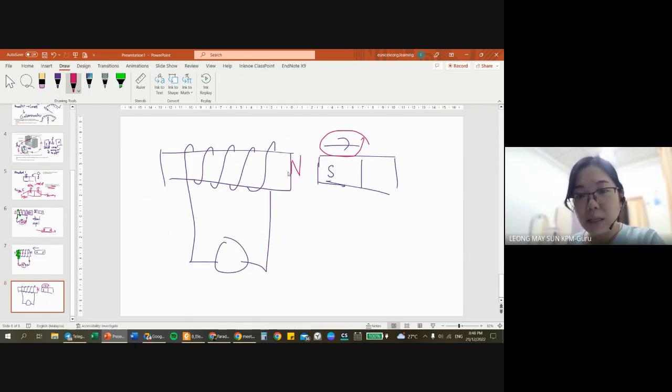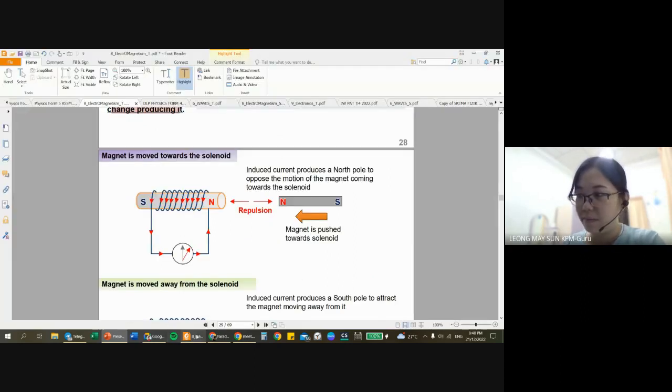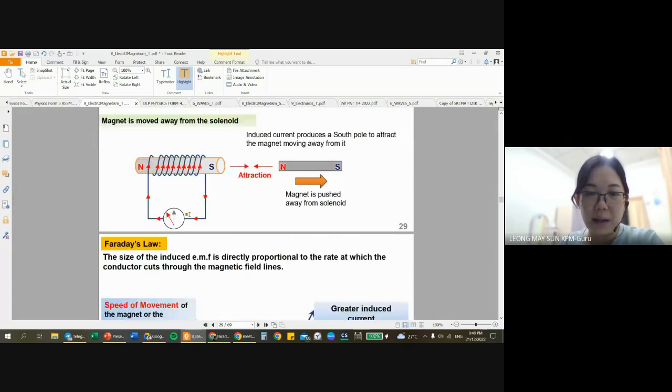So this is south here. This is north. This is the induced south. Again, it will be going downwards. So the galvanometer will deflect towards the left where the current is coming from. All right, so this is what happened. Sarash, are you okay? Okay.